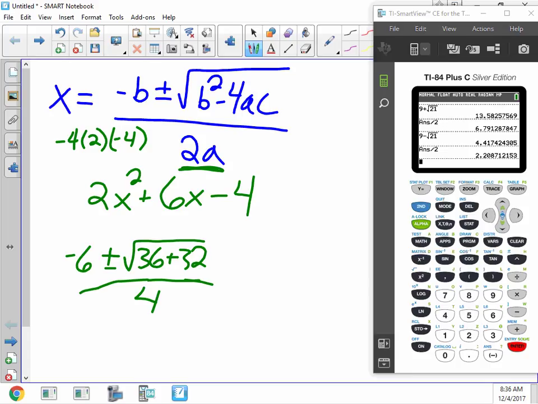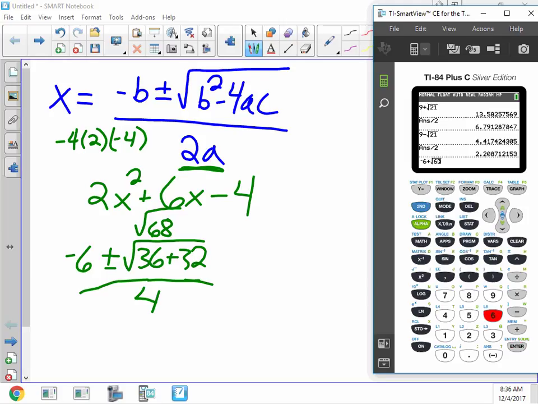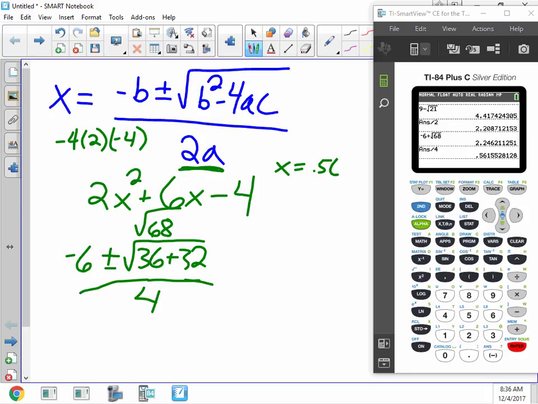All right. Well, negative 6 plus or minus, this ends up being the square root of 68. And all I really want is the decimal. Okay, I'm not going to make you guys find the square root answer. All I truly want is just the decimal. So I'm going to do negative 6 plus the square root of 68. And what do I do with that number? So I push enter. And I divide that by 4. And I get x equals 0.56.